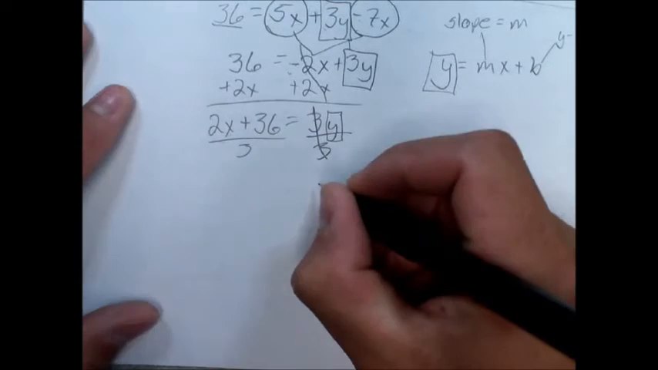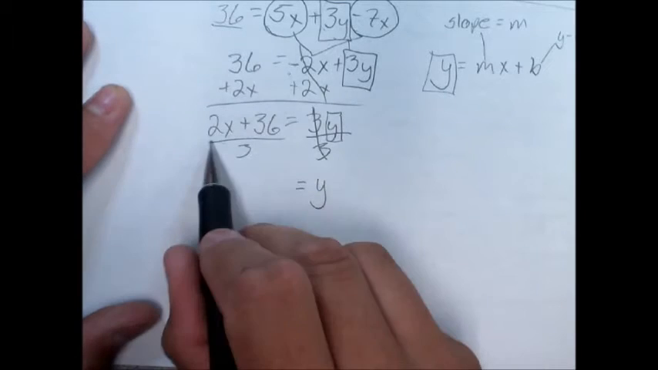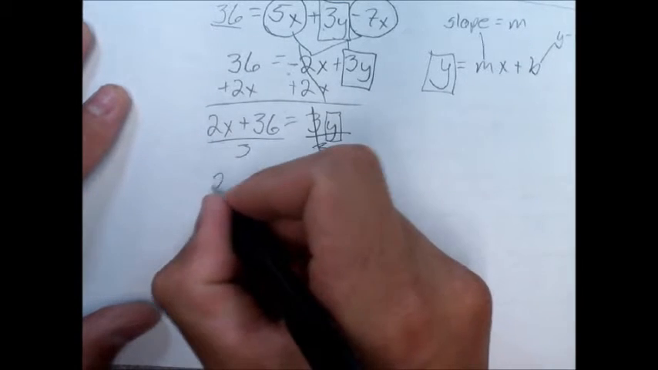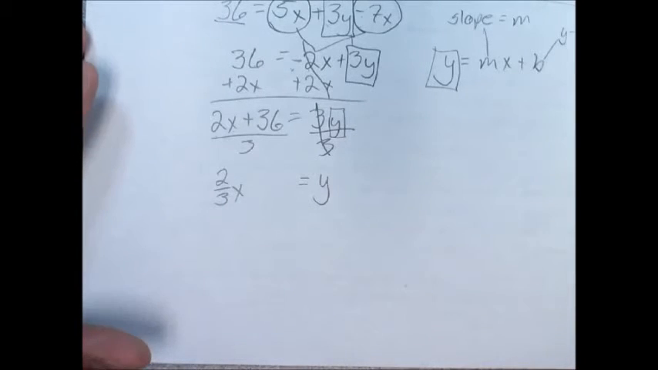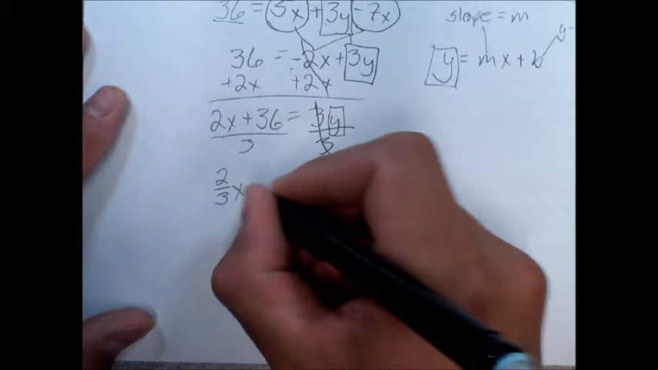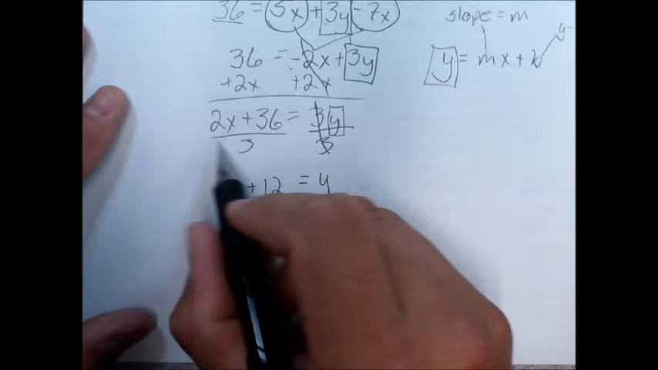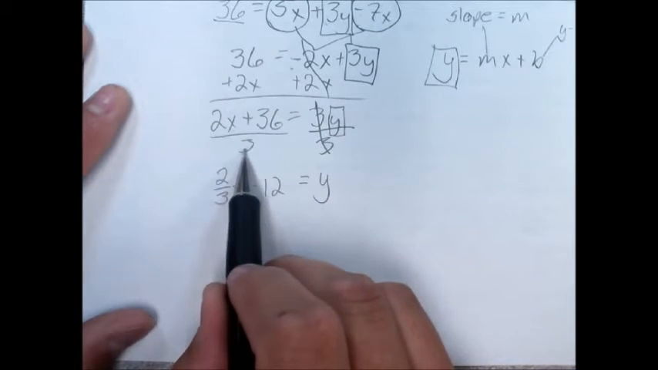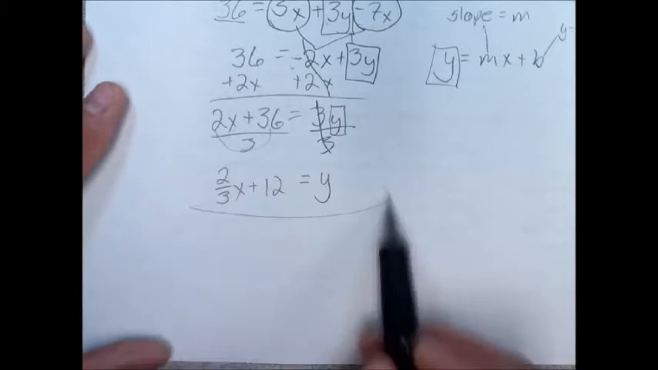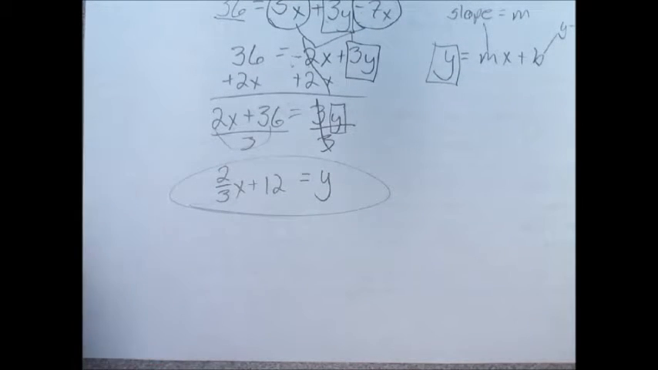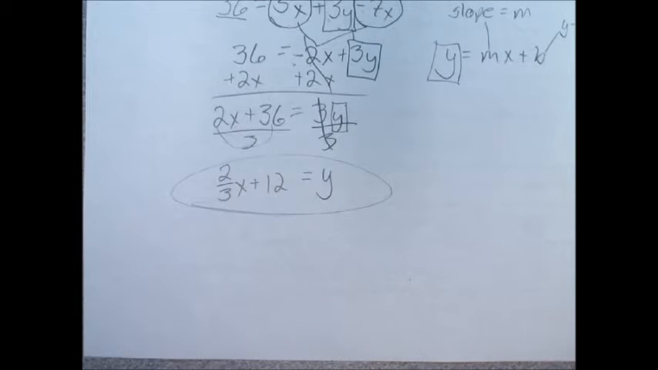Now I'm left with y equaling, well, 2 divided by 3. We don't need a decimal here. I'm going to leave it as 2 over 3. X. What's 36 divided by 3? 12. Consider this division bar much like distribution. I have to give this 3 to here and to the 36. And that's actually my final answer right there. So in reality, I had 2 steps. Add 2x, divide by 3.